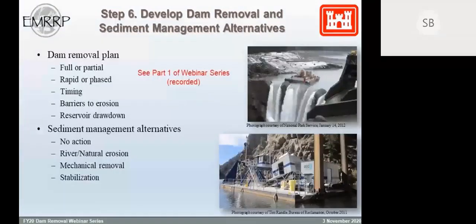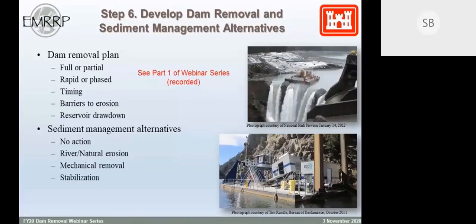So once we have a pretty good idea of the risk associated with this list of concerns, then it's time to determine our alternatives for managing those risks. Last week we talked about some of the mechanics of dam removal and processes that might be involved, and you can certainly go back to those webinars if you wish. We're going to touch on that here as well. Some of these management alternatives can incur significant costs, so deciding what management alternatives are needed needs to be based on the risk posed by the sediments.